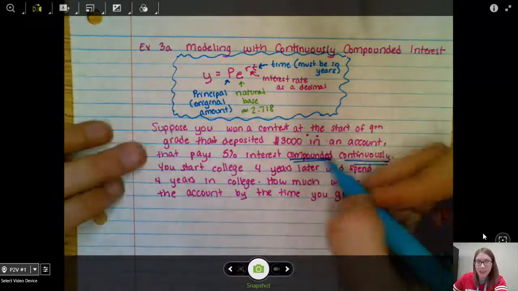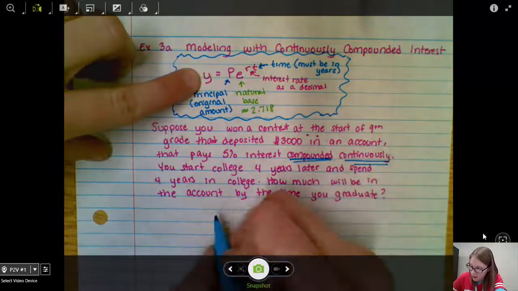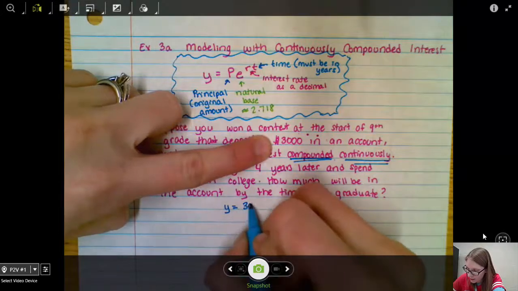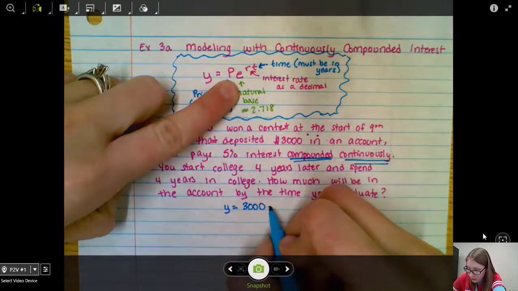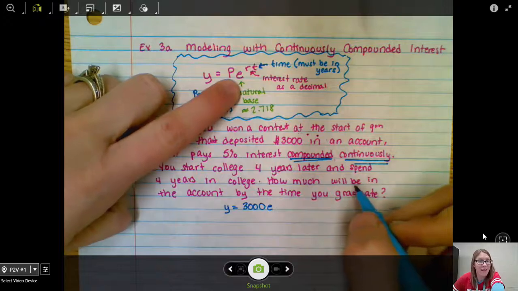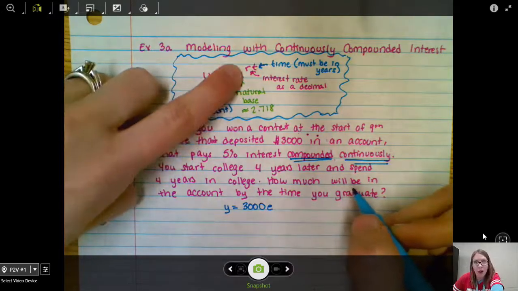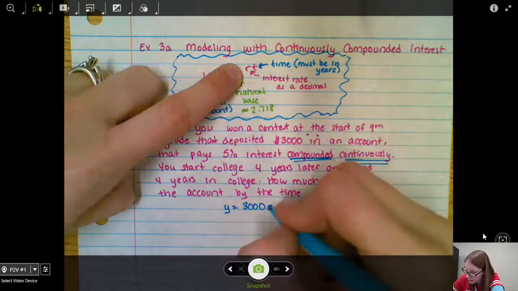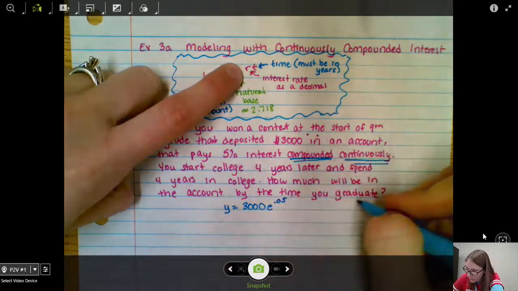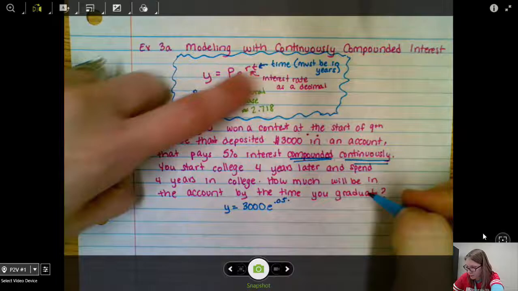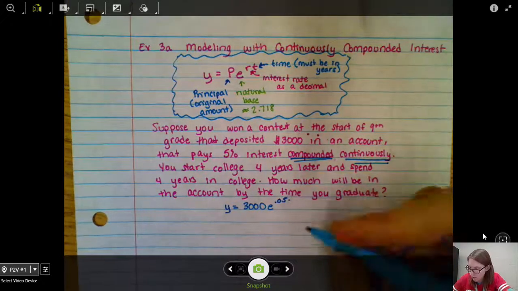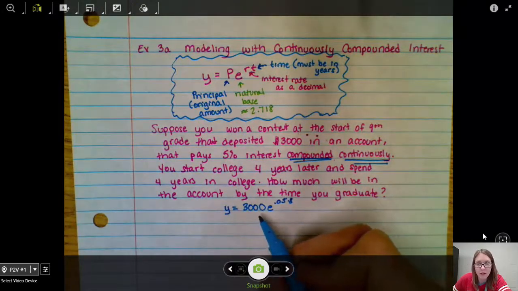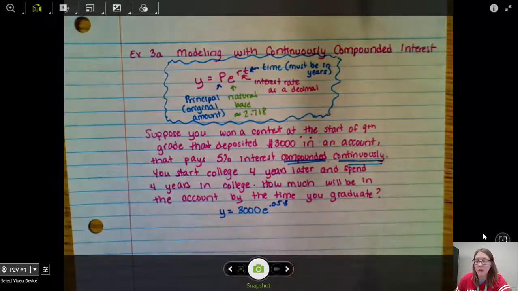All right, so we see those words. Let's follow our formula. So our equation, y equals p, is our principal, the original amount. We started off with $3,000 times e, which is just e, our number, a base, to the rt power. r is our interest rate as a decimal. We're earning 5% interest, so that's 0.05, times our time. Well, we're in high school for 4 years, college for 4 years, so our time is 8. So this is y equals 3,000 times e to the 0.05 times 8 power.